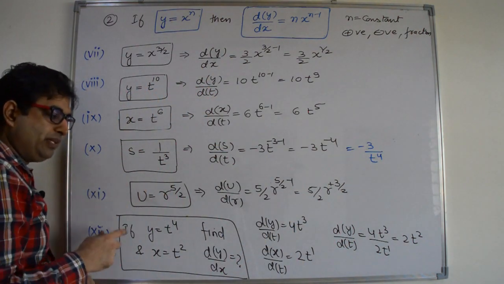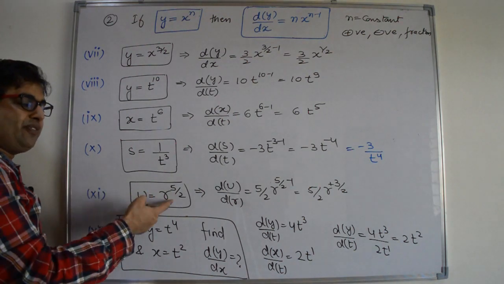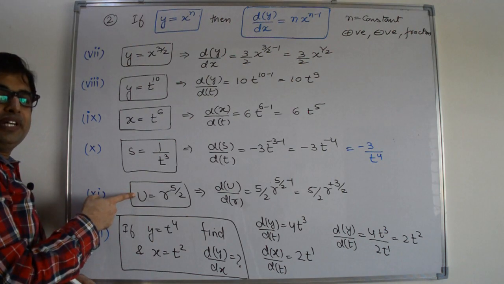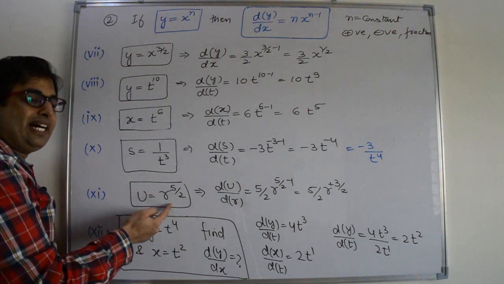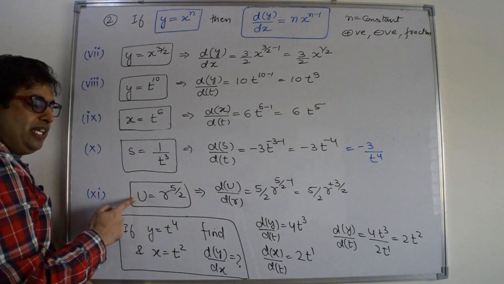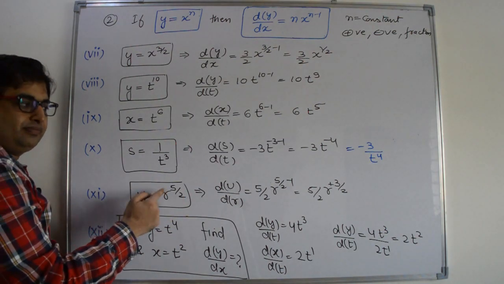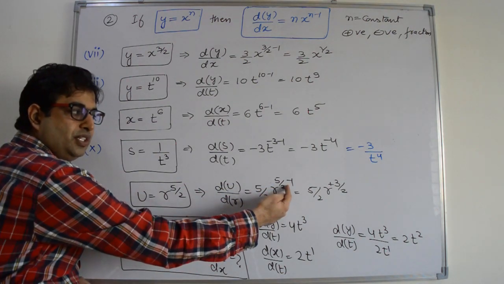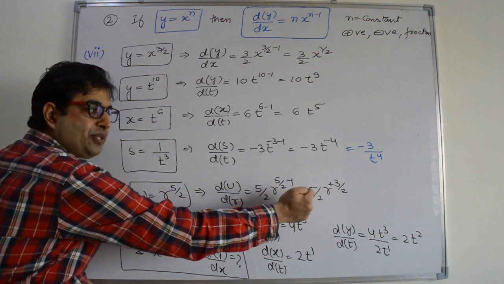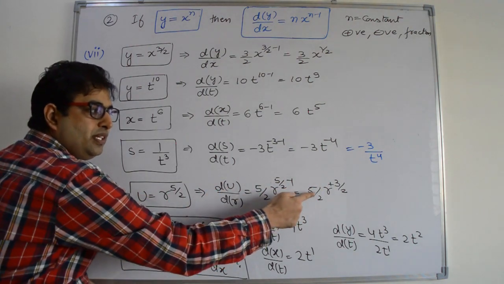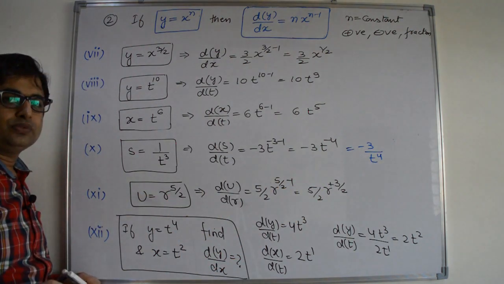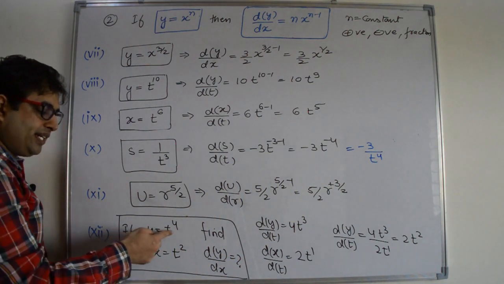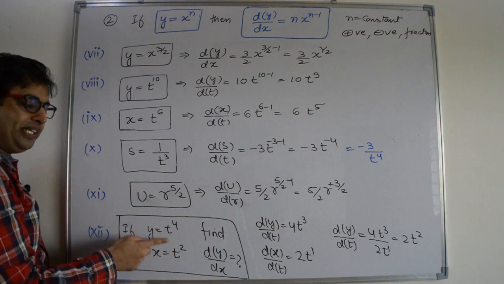Now we have different variables, u and r. Instead of x and y, we have u and r. What will we calculate? We will calculate du by dr, since u depends on r. The formula is the same, the power 5 by 2 will come in multiplication, and you have to subtract 1. So 5 by 2 minus 1 is 3 by 2. So the answer is 5 by 2 r power 3 by 2. Got it?